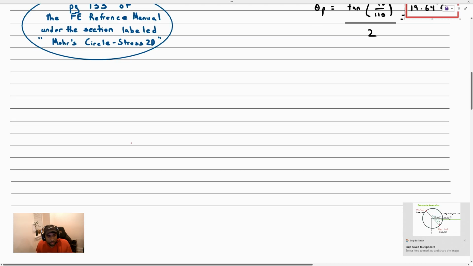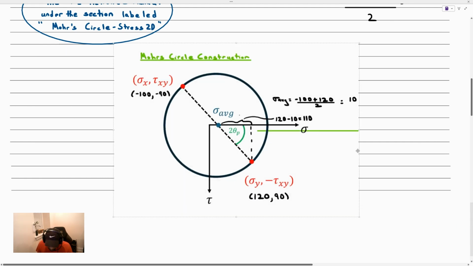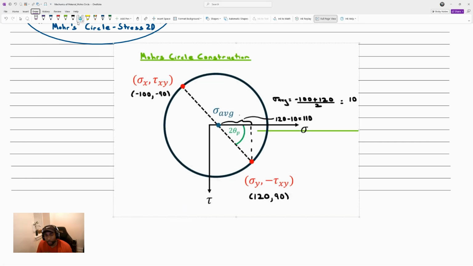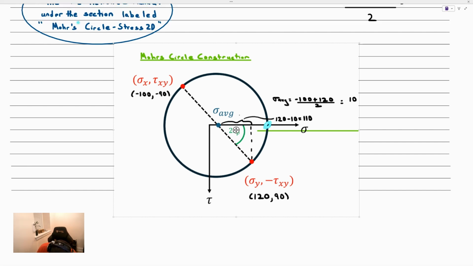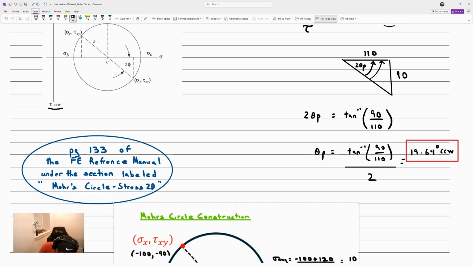I'm going to isolate this so I can show you a few things about Mohr circle. Now, the first thing is that the principal stresses would correspond to this point right here. And if you rotate this point all the way down, it will correspond to this point right here. The radius of Mohr circle could be found by finding the radius of this right triangle. Now, I computed it before. 110 squared plus 90 squared. The square root of that value is 142.